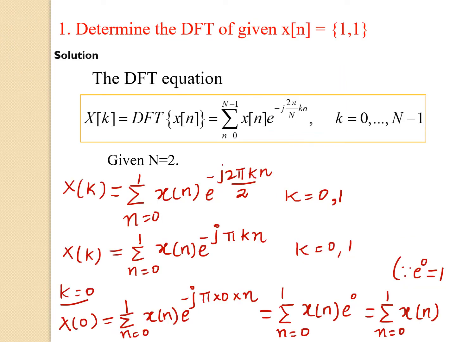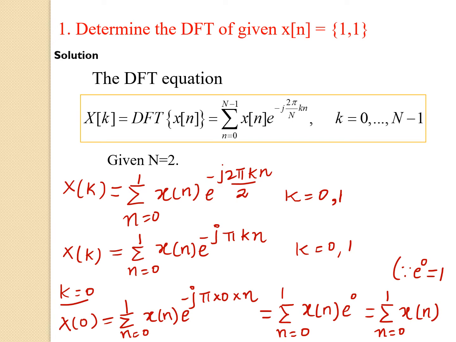So here comes the first question. Determine the DFT of the given x of n is equal to 1, 1. So the question clearly states that we have to find the DFT of the given time domain signal x of n is equal to 1, 1. We are going to use the DFT formula to find the X of k.